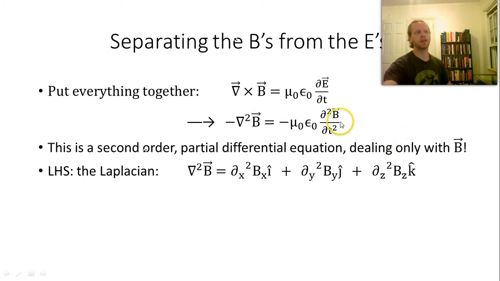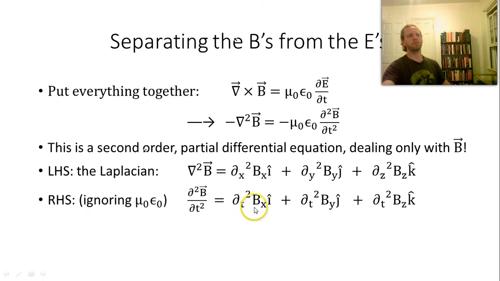Now the right-hand side has to be a vector if the left-hand side is a vector. If we take the second derivative in time of b, that's just going to be the second derivative in time of bx in the i hat, the second derivative in time of by in the j hat, and same thing here.